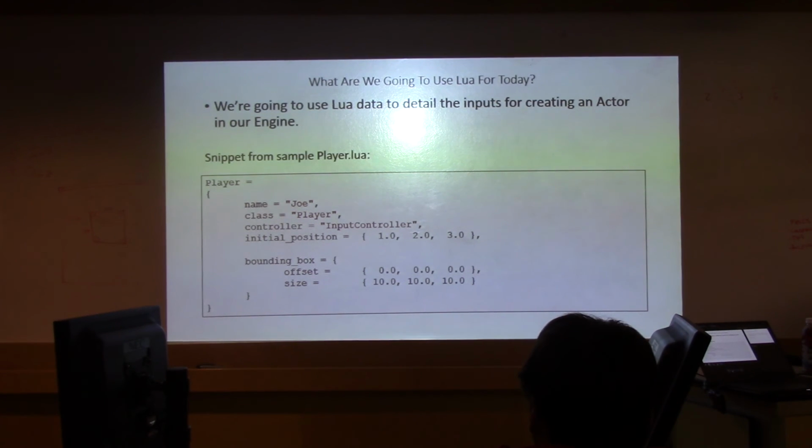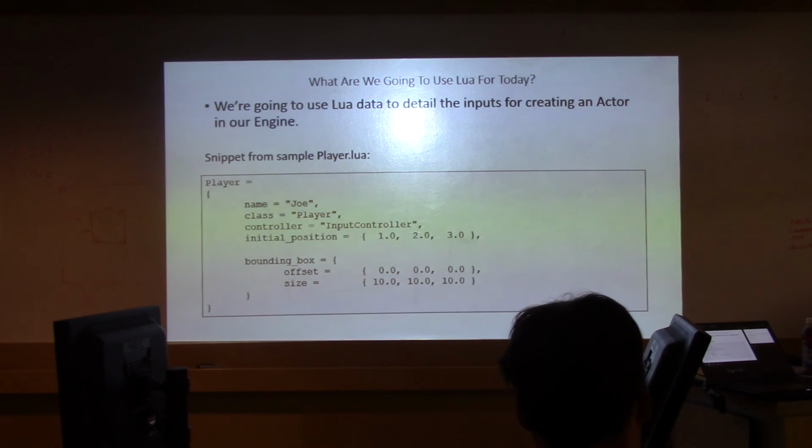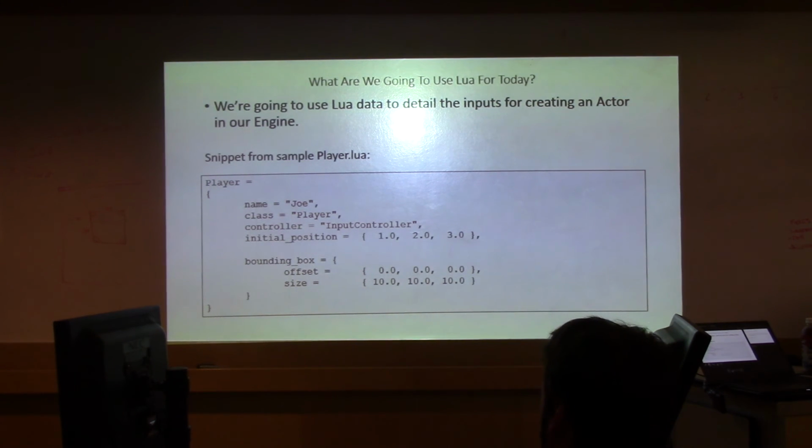Anyway, so that's what we're going to be dealing with. So this is some valid Lua data, and we're going to parse it and use the information in it to create our actor. Instead of having it all in code, it's all in this player.lua, I call it, and we're going to read it in and process it and create a player.